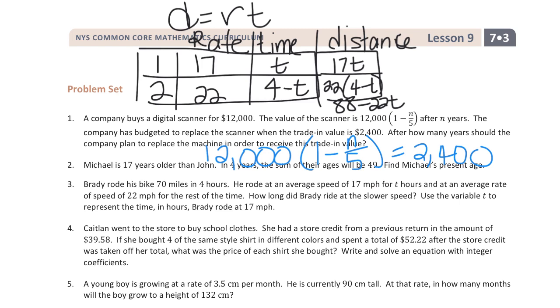Okay, so the total distance we have is 17t plus this, and it tells us in the problem that his total distance was 70. So we have 17t plus either form from the other, so 22 parenthesis 4 minus t, or the 88 minus 22t, and that total has to be equivalent to 70.